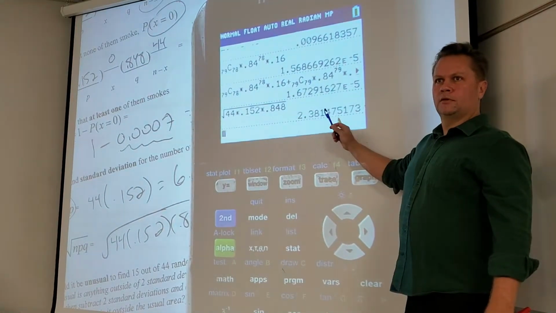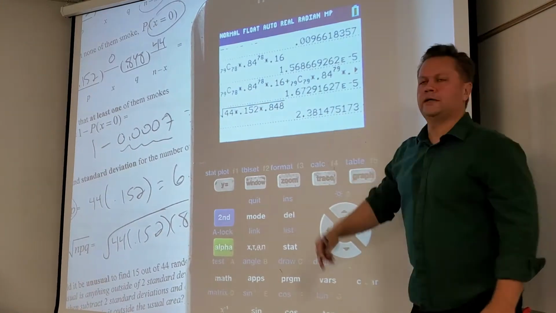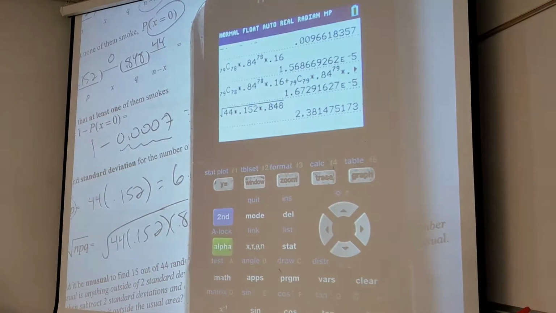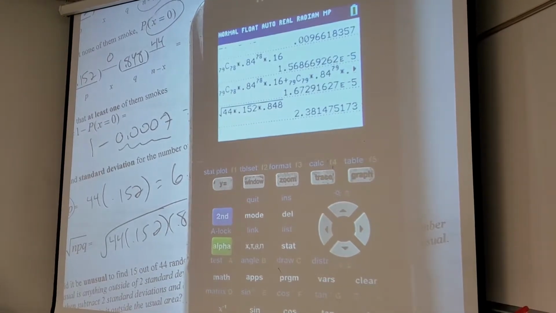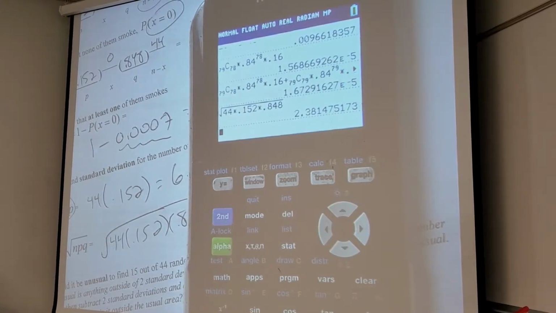No, I was just confused because I thought we were rounding to 4. Oh, I see. But standard deviation, I said 3. But remember, I think I said at the very beginning of the semester, if you just make everything go out to 4 places, you're covered. Okay. But standard deviation's got to be at least 3. So you're right.